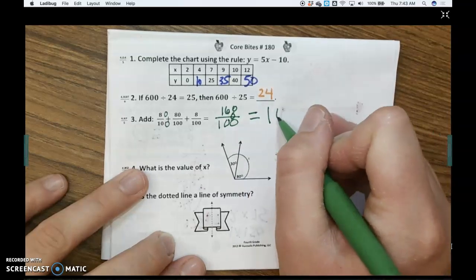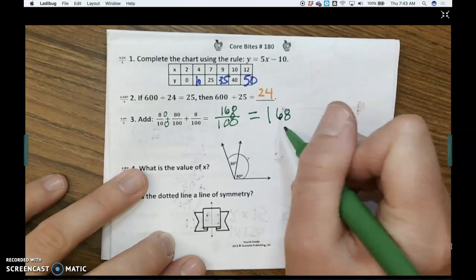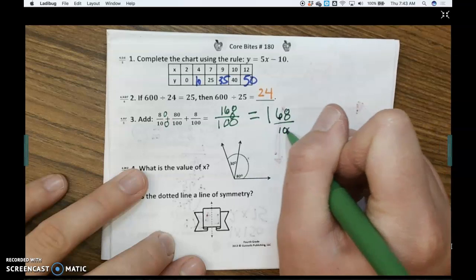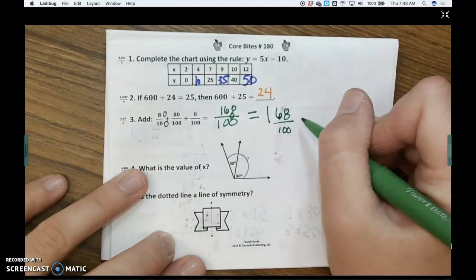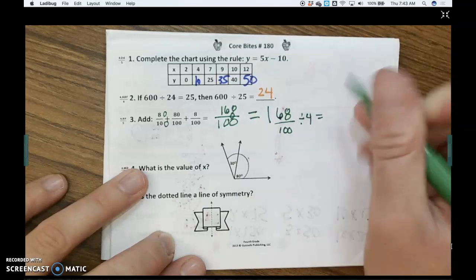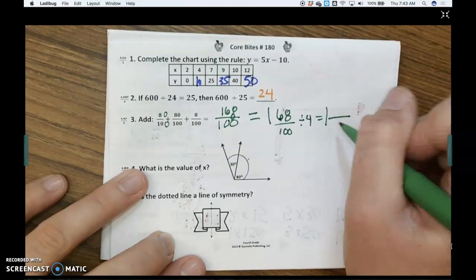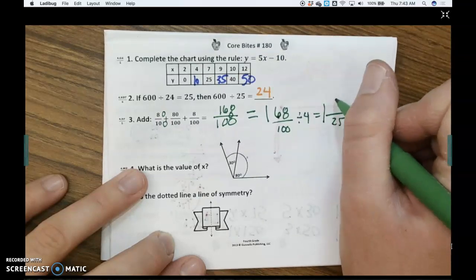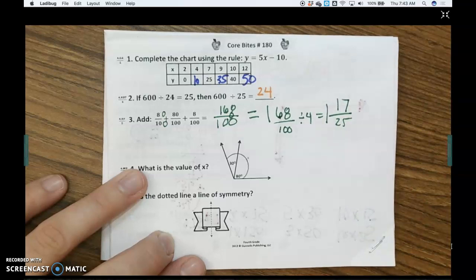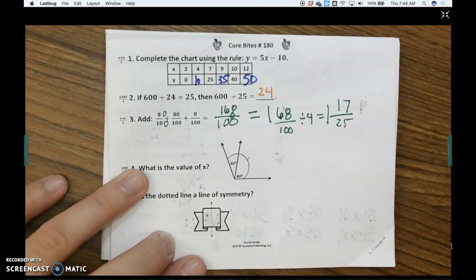then you would have 68 over 100 left, and then you could actually divide that by 4, and that would give you 1 as your whole, and then you would have 17 over 25, because if you take the number 68, divide it by 4, you get 17. So that's your answer, 1 and 17 over 25.